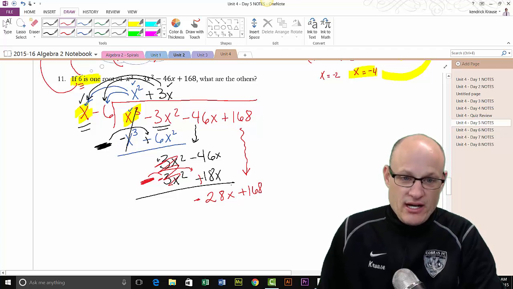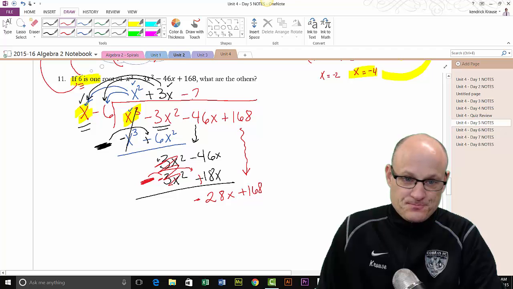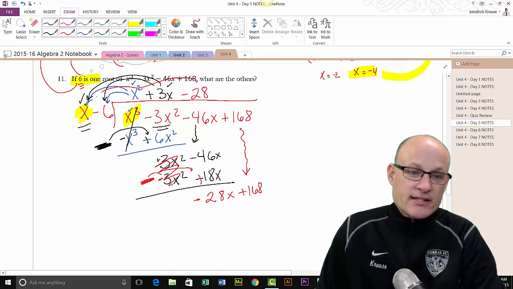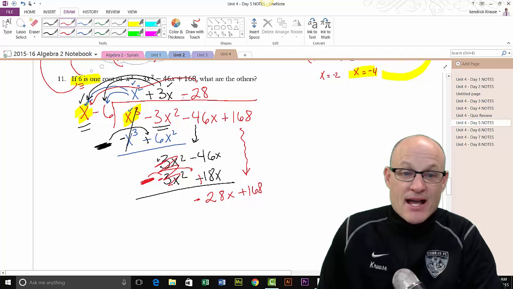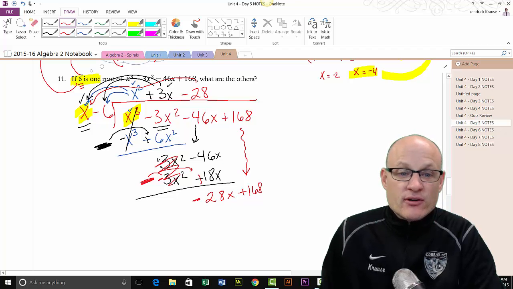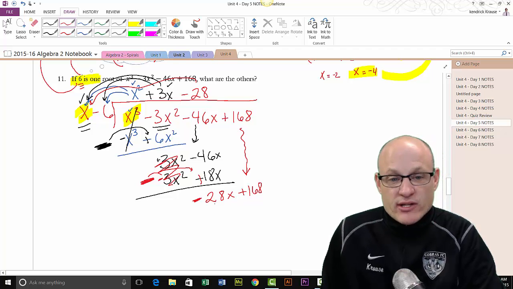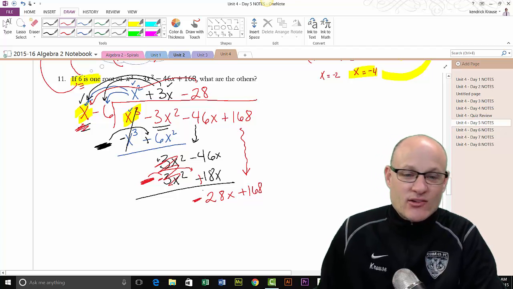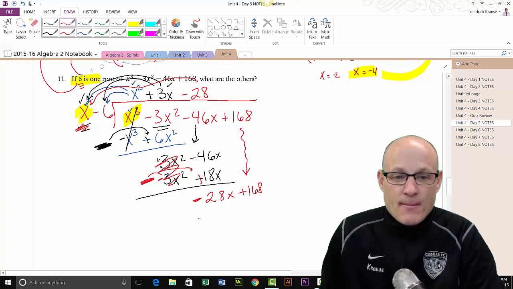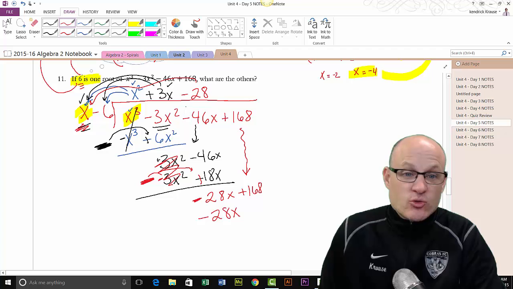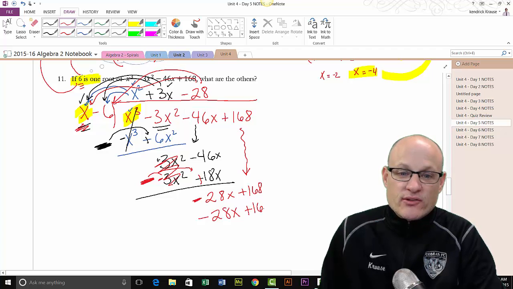Now obviously this is going to be minus 28, because 28 times x is 28x. But it's minus because notice I have a minus here. And again, I want it to match up. What I did was I took negative 28x and I divided by x. So I get minus 28x when I multiply. And negative 28 times negative 6 is positive 168.